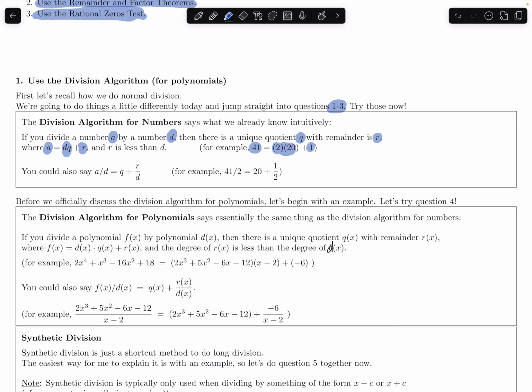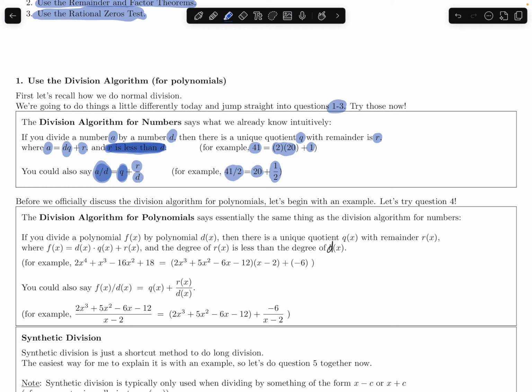And note here, the remainder has to be less than the original divisor, because if it wasn't, that means you could have increased the size of the quotient, right? So the remainder should always be less than the divisor. Now, equivalently, you could say A divided by D, so the dividend divided by the divisor, is the quotient plus the remainder over the divisor. That's like saying 41 divided by 2 is 20 plus a half.